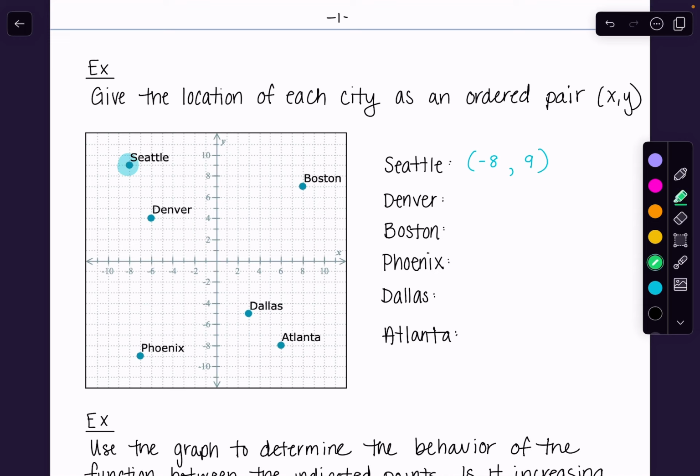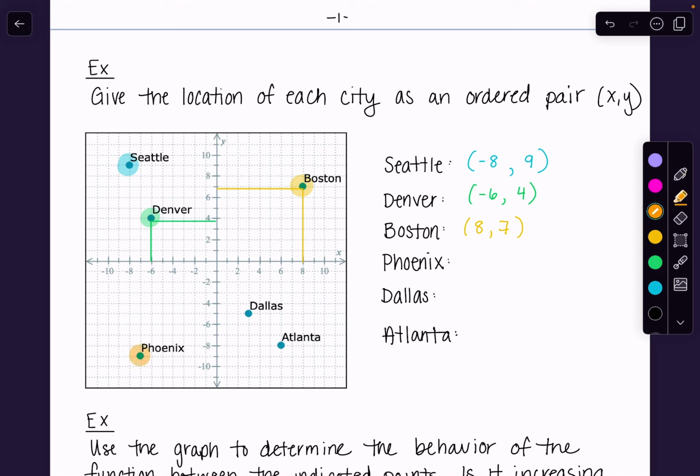Moving on to Denver, which is this point right here, I do the same thing. I got to start with the x-coordinate. So I'm going to draw a straight line to the x-axis to see that x-coordinate is -6, and a straight line to the y-axis to see the y-coordinate is +4. Moving on to Boston, which is over here, seeing my x-coordinate is +8, and my y-coordinate would be +7.